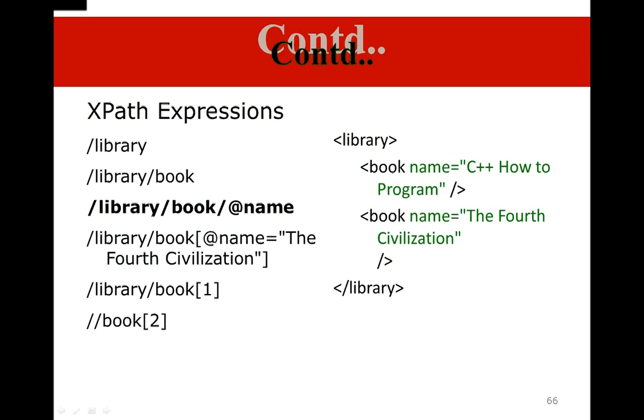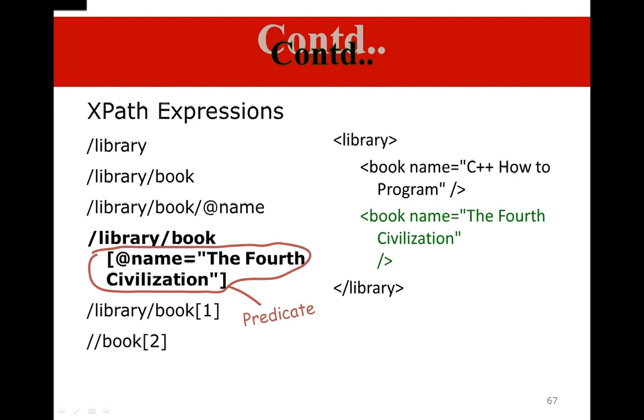Next one is, under library, under book, we have something called a name attribute. The @ actually resembles an attribute. For these two books we have an attribute called name. That name can be highlighted or selected with the help of @name. And the next one is, with the same in the library, of course, in a book there is an attribute called name. The value of the attribute is something like fourth civilization. So this particular book whose attribute value is the fourth civilization will be highlighted. If you see this, probably this book is highlighted here.